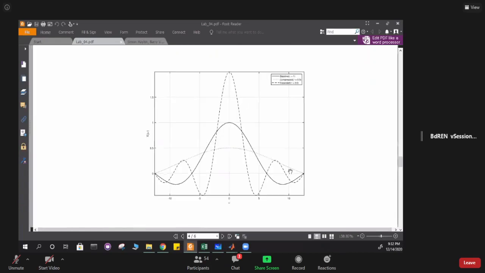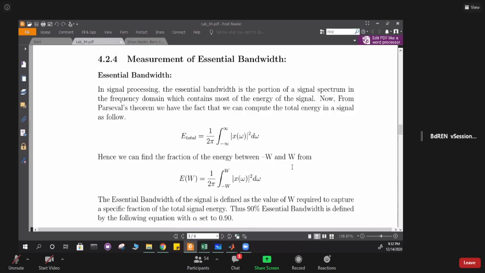So the third topic that we want to discuss today is the essential bandwidth. So what is the essential bandwidth? It says that the essential bandwidth is the portion of a signal spectrum in the frequency domain which contains most of the energy of the signal. In this case, this definition has an issue with the phrase most of the energy, because it is not mathematically precise. So basically we need to define how much is the most of the energy.